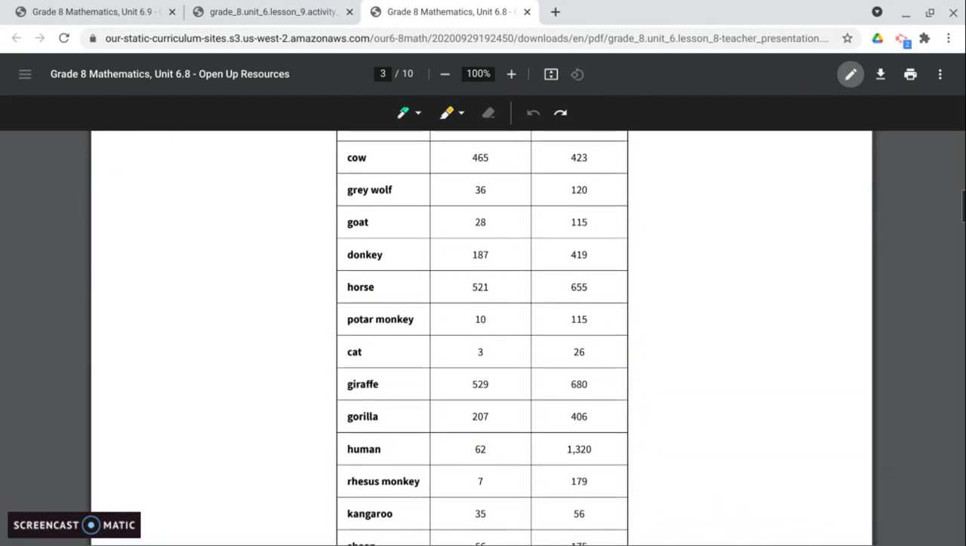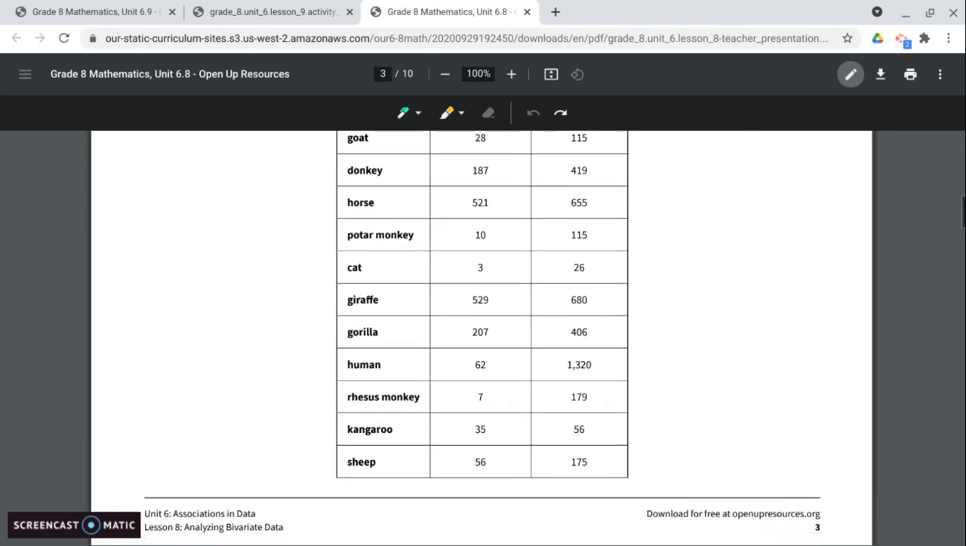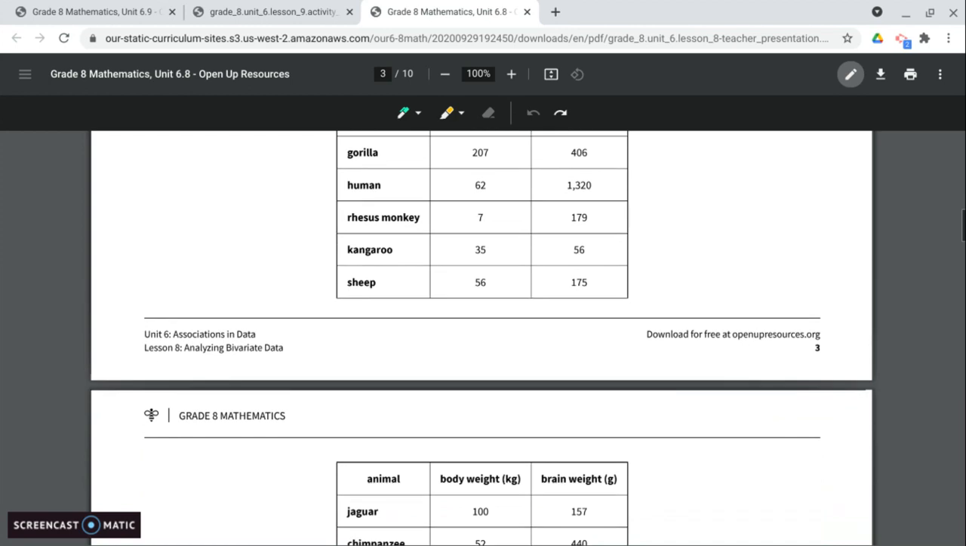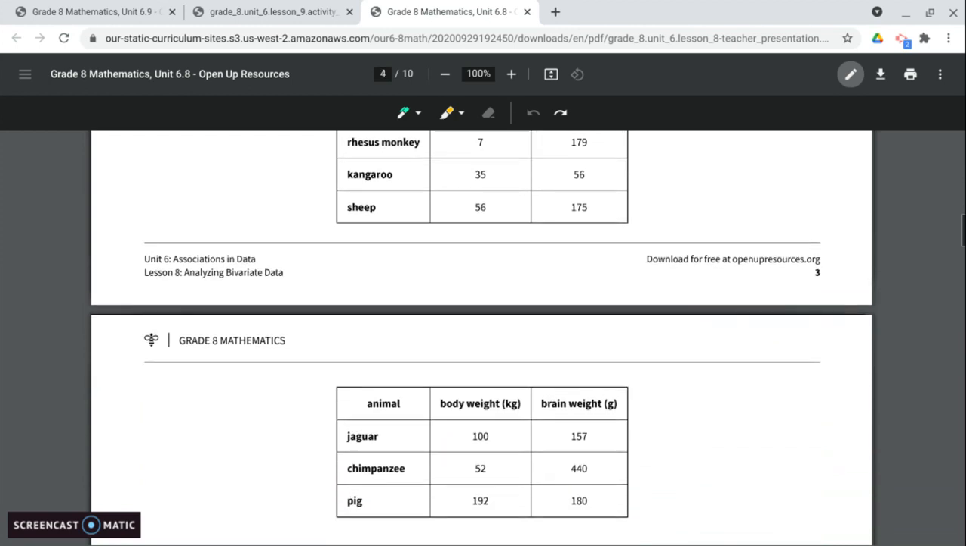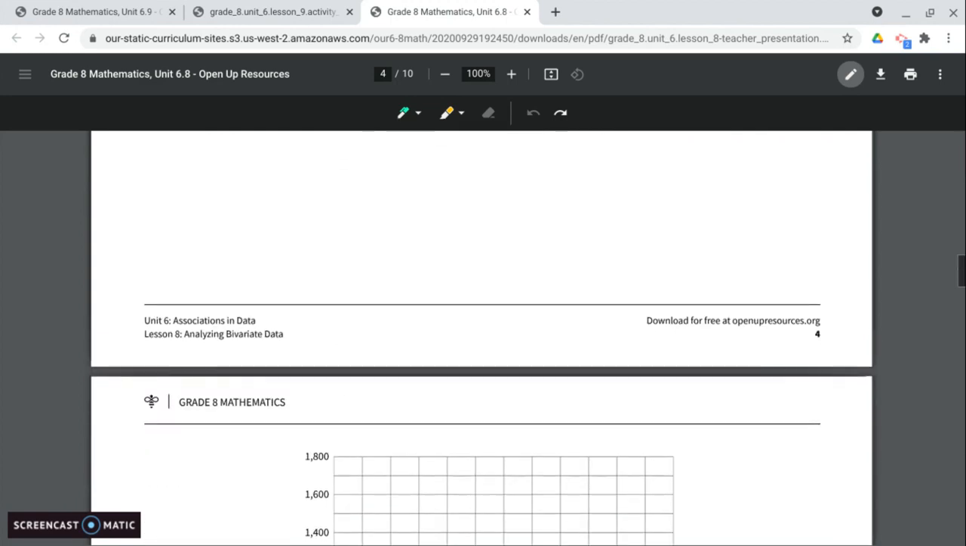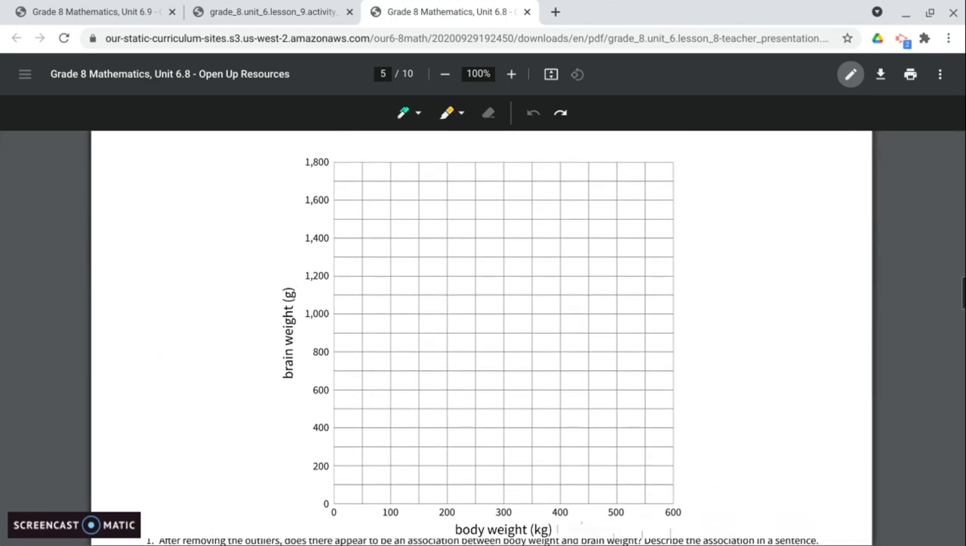So we've got the cow, the gray wolf, the goat, the donkey, horse, potto monkey, the cat, giraffe, gorilla, humans on there, the rhesus monkey, kangaroo, sheep, jaguar, chimpanzee, and pig. So here is our table. I'm going to go ahead and fill in those points.